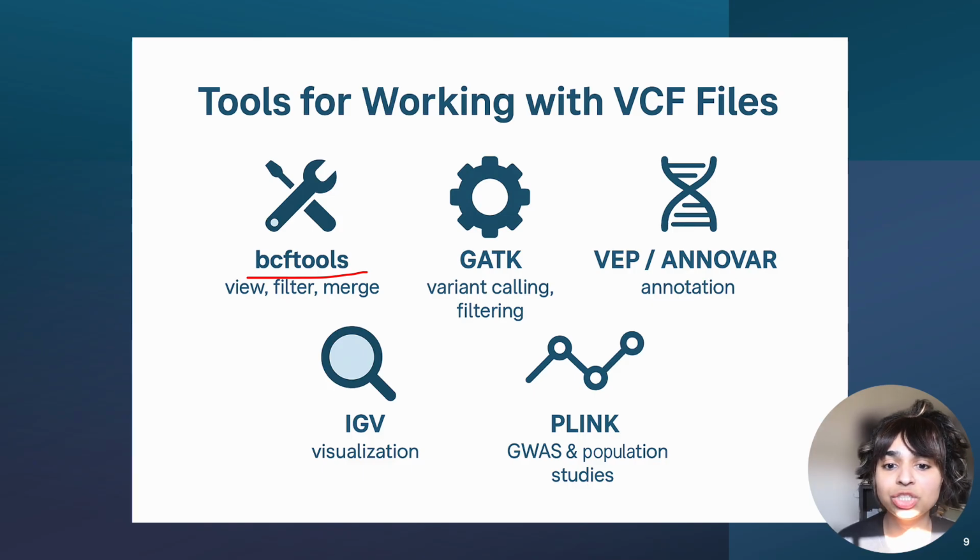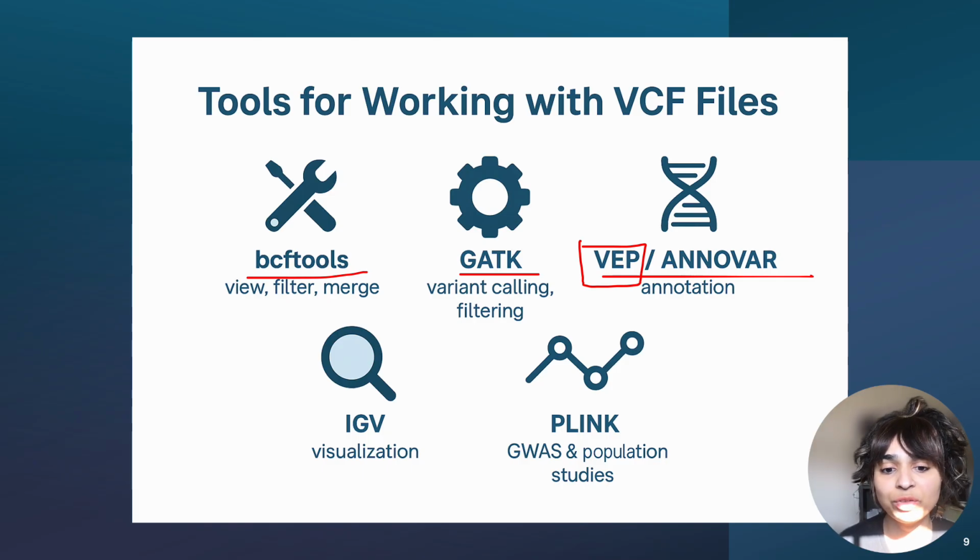The next one is GATK, which is the Genome Analysis Toolkit. It is widely used for variant calling and filtering. The next one is VEP or ANNOVAR. VEP means Variant Effect Predictor. These annotate variants with biological meaning. Let's say if a certain variant changes the protein structure, or if there is any change in the regulatory region. That kind of information you can get through this tool.